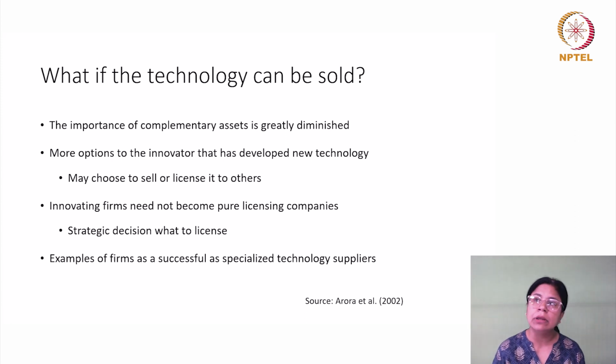Instead of investing in the complementary asset, taking the pain of identifying maybe the raw material producers and buying from them, undertaking the entire production, going through the distribution channel, getting engaged with the advertisement, and finally selling the product, why not become a successful specialized technology supplier? So that has created a separate category in terms of what companies or inventors can do.